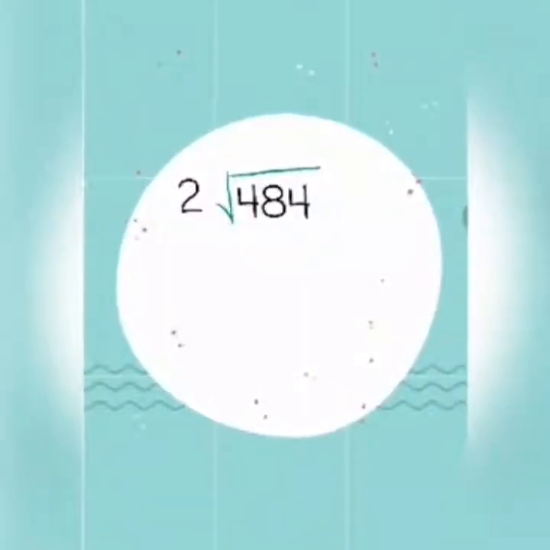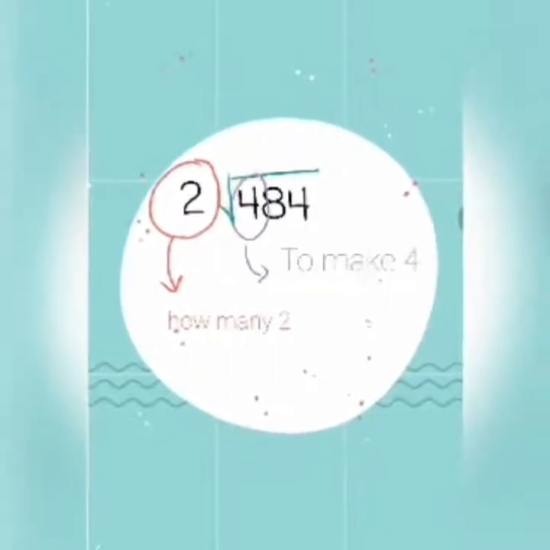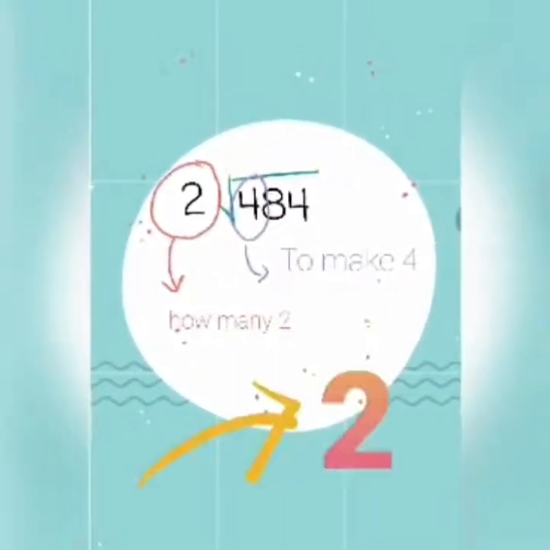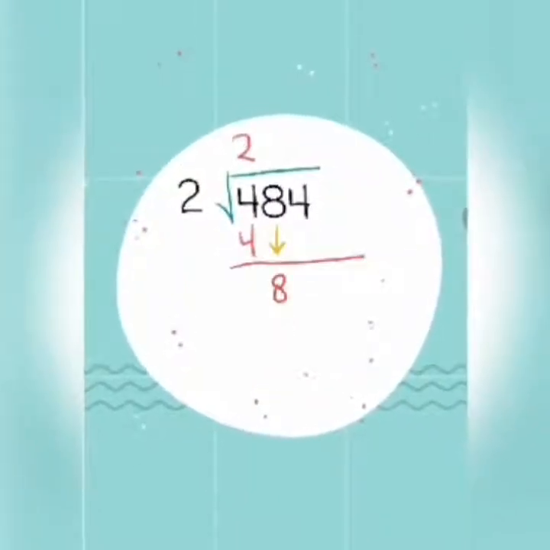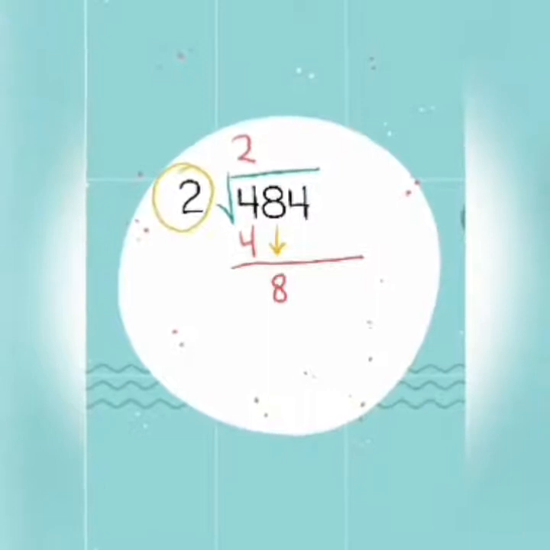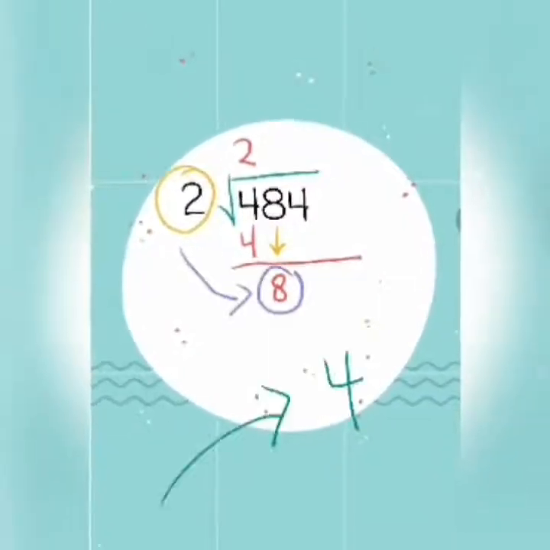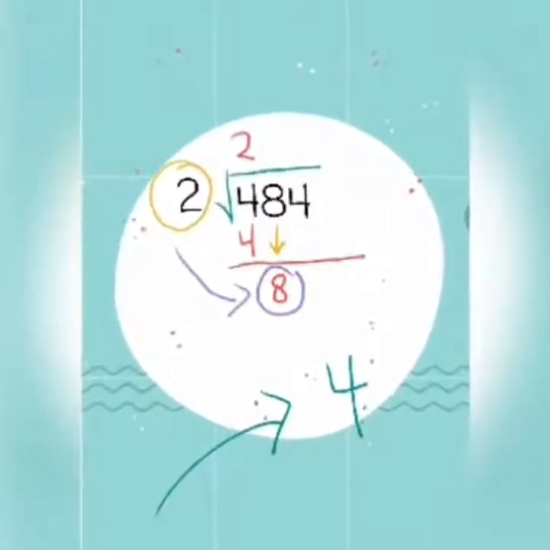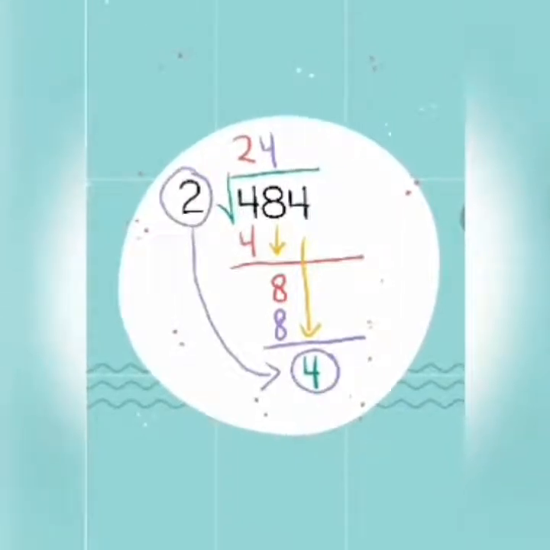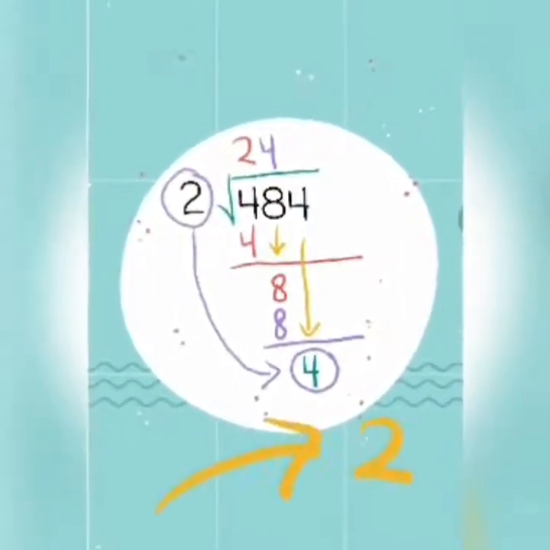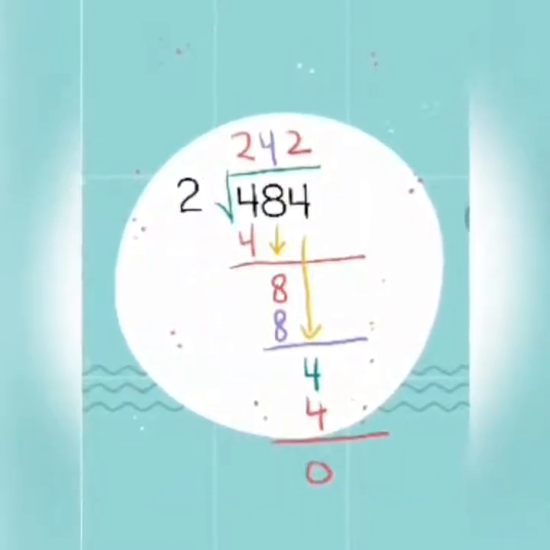So here's our example. First you have to find how many 2's are enough to make 4, which is 2. So you put 2 on top and then you drag down the 8. Now we need to find out how many 2's are enough to make 8, which is 4. And now we put the 4 up there, and now we get the last digit, and we need to find how many 2's are in 4, which is 2. So we put up 2. And now you found the answer.